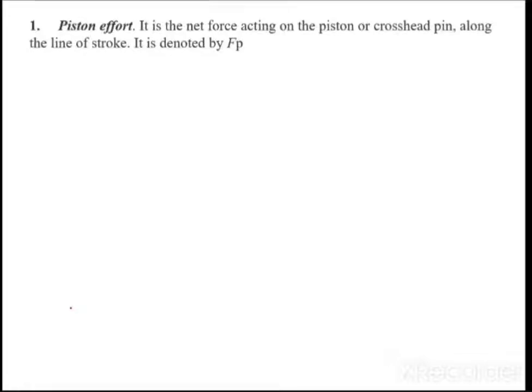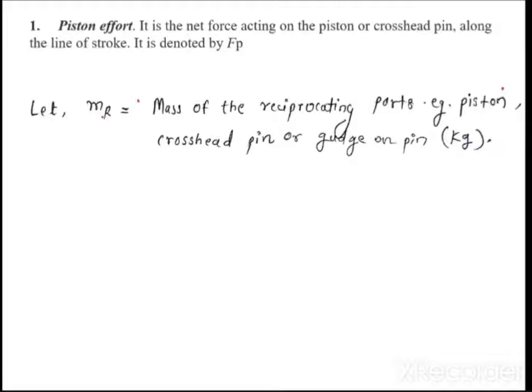Okay. Now what is your aim? You have to derive, first of all, the piston effort. Now what is the piston effort? It is nothing but the net force acting on the piston or crosshead pin along the line of stroke. So piston effort is the net force acting along the line of stroke PO. So you have to calculate this. First of all, let small m_r be the mass of the reciprocating parts. Reciprocating parts means, for example, piston, crosshead pin or gudgeon pin.